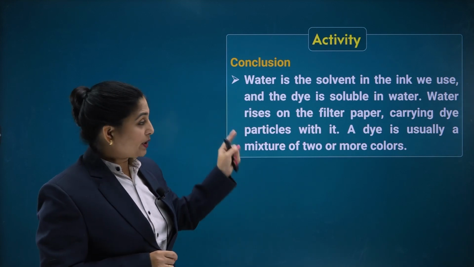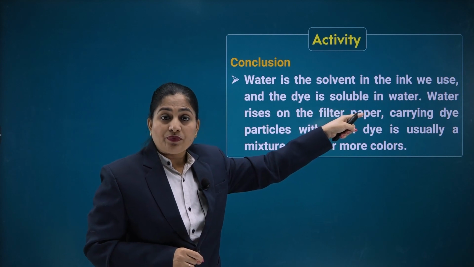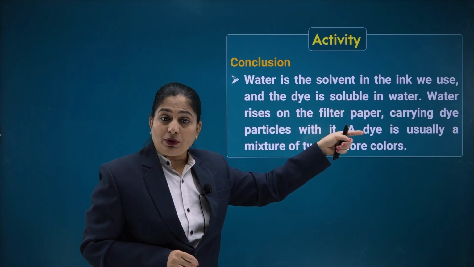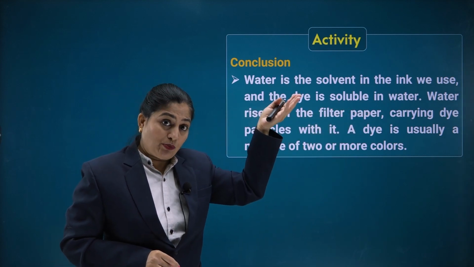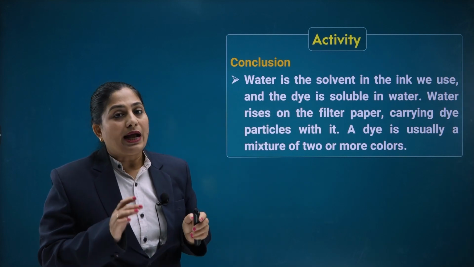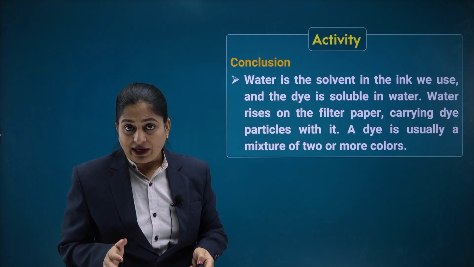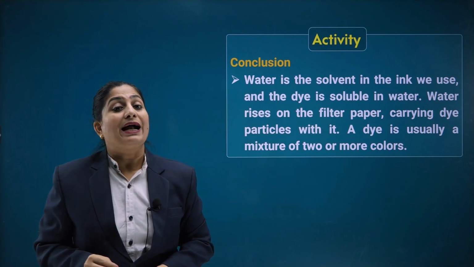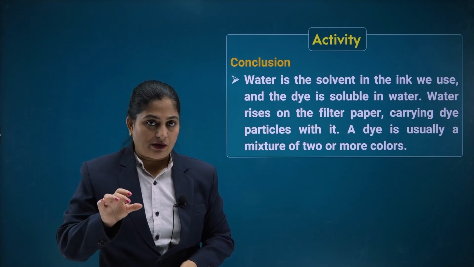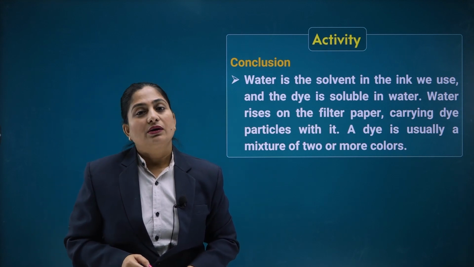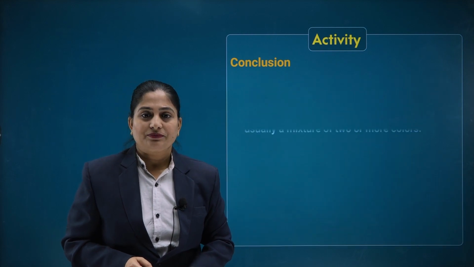So what is the conclusion from this activity? We can say that the water is the solvent, and the dye in the ink we use is soluble, so water takes up those components along with it, and thus we can easily find out the number of components at different parts of the filter paper in this chromatography process.